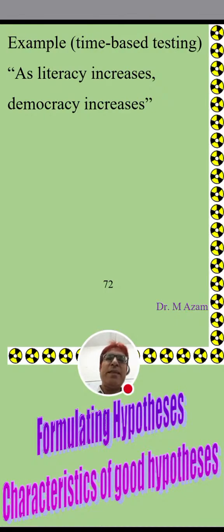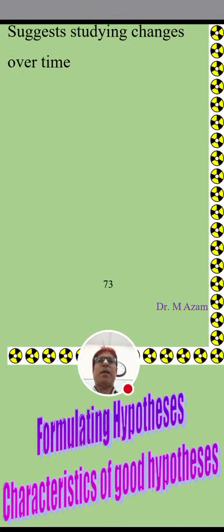As literacy increases, democracy increases. So it is a good hypothesis. It suggests studying changes over time. You will look at the literacy rate in the 1970s, 1980s, 1990s, 2000s, 2010s, 2020s, like this, over time.